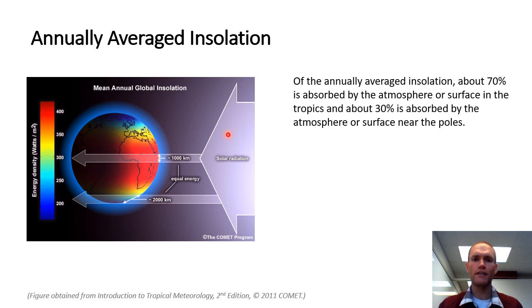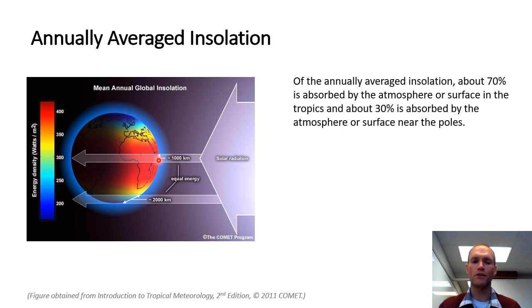So we start again, as we did in the first video, with this depiction of the mean annual global insolation, how much solar radiation reaches the Earth and its atmosphere, averaged throughout the course of the year. So again, we had about 400 to 500 watts per meter squared over the equator and tropical regions, and much less, on the order of 150 to 200 watts per meter squared in the polar regions.